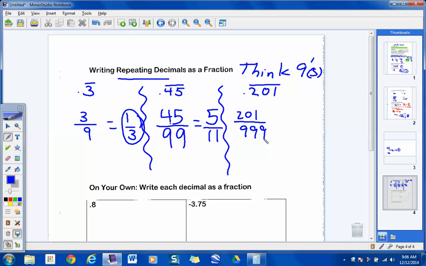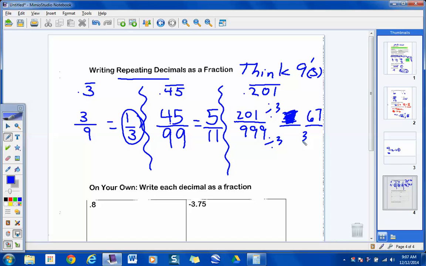3. Won't 3 go into 999 also? Because that adds up to 27. How many times will 3 go into 201? 67. We're dividing by 3s up here, by the rules of 3 that we've looked at in the past. How about 999? 333. So this should be 67 over 333.